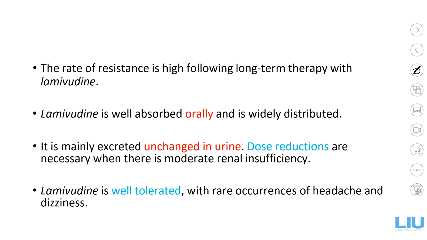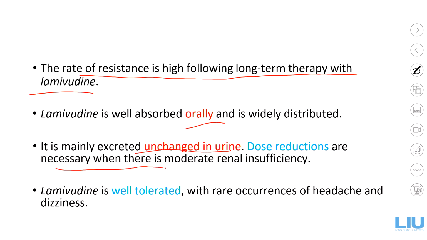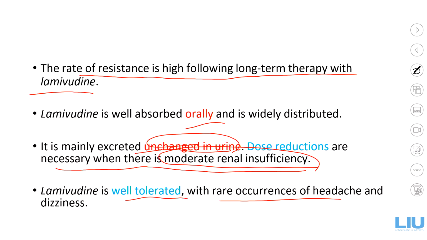Of course, the rate of resistance is high following long-term therapy. This is very true. If you take a drug for a long amount of time, the chance of developing resistance would increase. It's taken orally and excreted unchanged in the urine. Dose reductions are necessary when there is moderate renal impairment, of course, because they are excreted in the urine. If there is renal insufficiency, you would have to adjust the dose and reduce it. It's well tolerated, with rare occurrences of headache and dizziness.